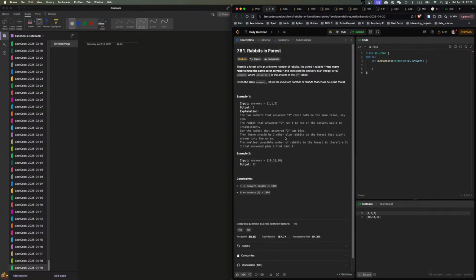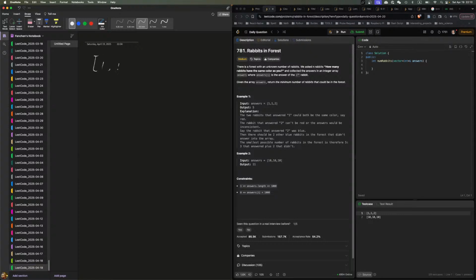All right, Rabbits in Forest: there is a forest with an unknown number of rabbits. We asked n rabbits, how many rabbits have the same color as you, and collected the answers in an integer array, answers, where answers[i] is the answer of the ith rabbit. Given the array, return the minimal number of rabbits that could be in the forest. Okay, so each rabbit is saying how many rabbits have the same color as you.